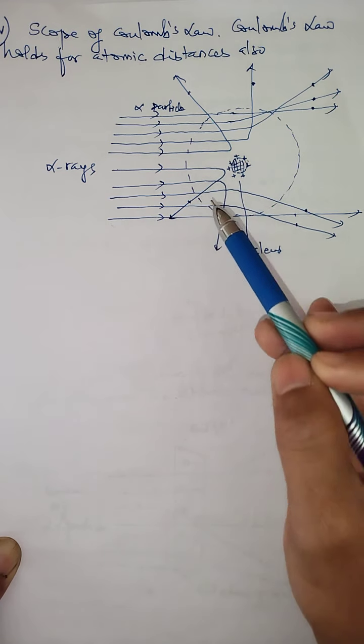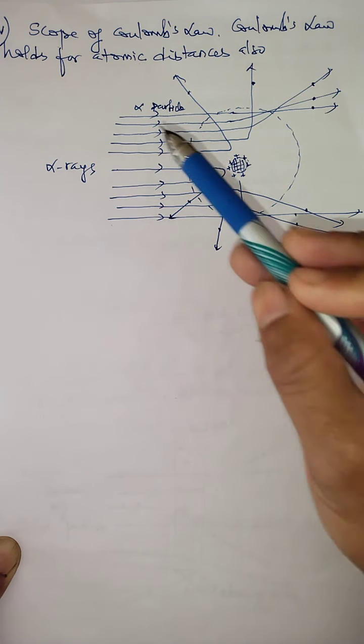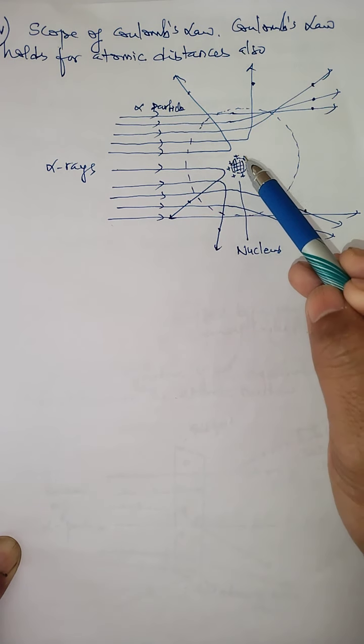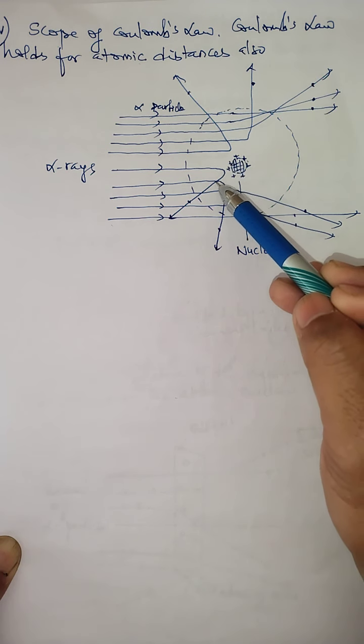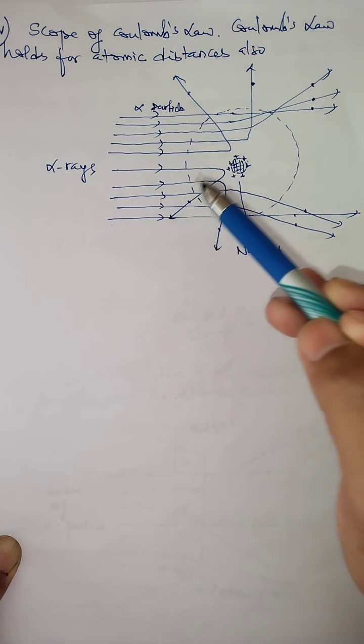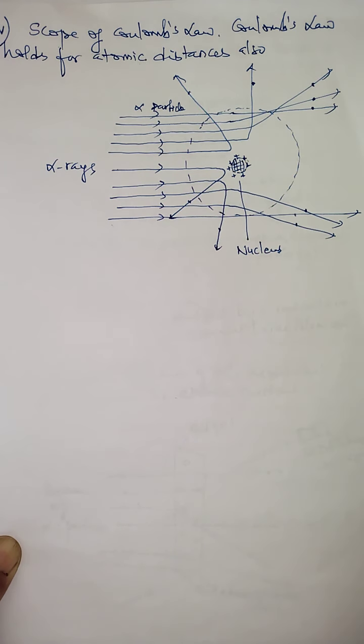As per the diagram, you can see the particles passing through the atom that remain quite far from the nucleus experience a very small repulsive force, whereas the same particle passing very close to the nucleus of an atom experiences a strong repulsive force. Due to that, the particle is scattered or deflected by a large angle.